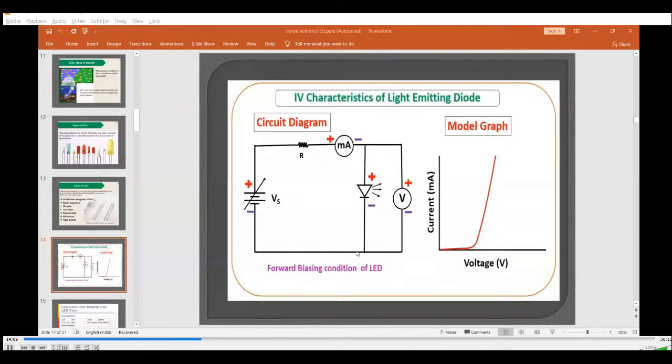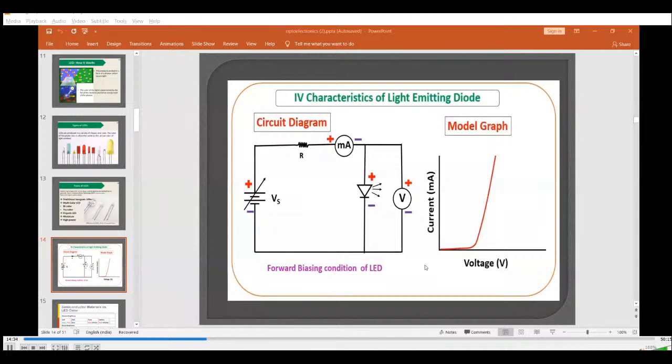What is the basic principle of LED? Generally we say it is electroluminescence. Why? Because whatever energy is released, it is released in the form of light, and that principle is known as electroluminescence. So in the lab external, if they ask what is the basic principle of LED, we should say it is electroluminescence.